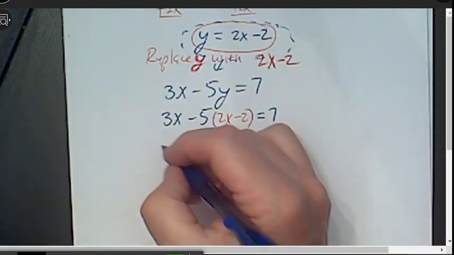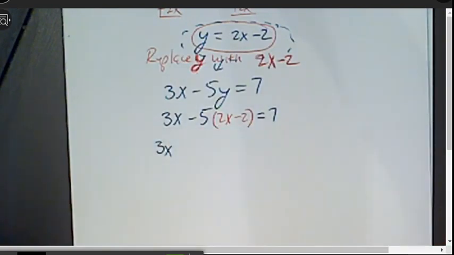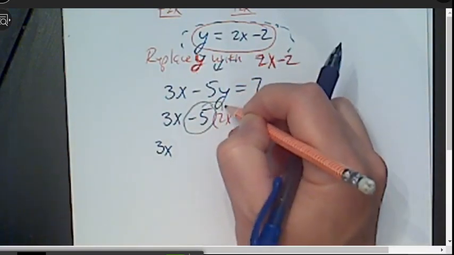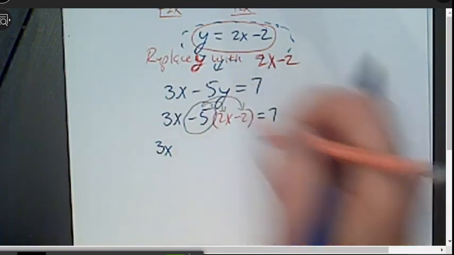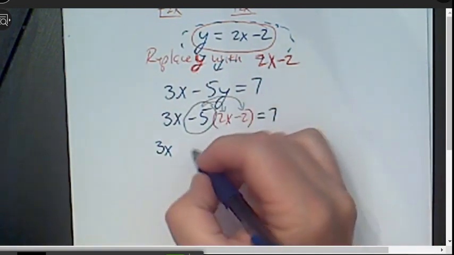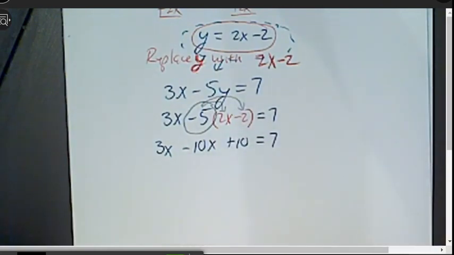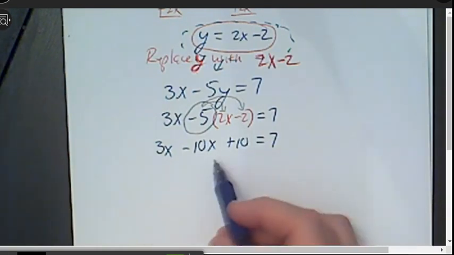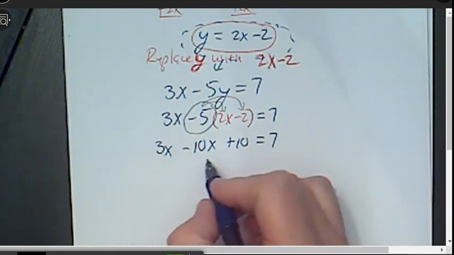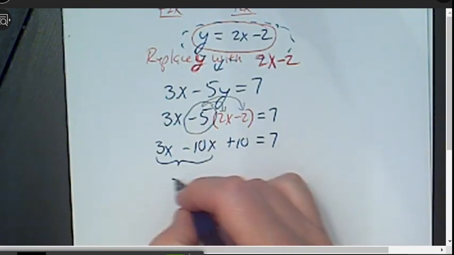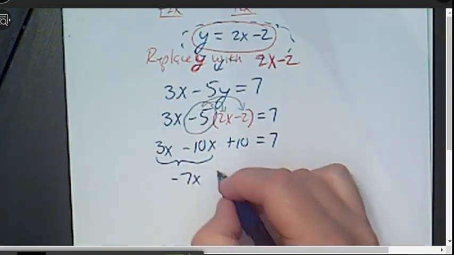From here, you do have to do a little distributive property. You have to be careful because the negative that's here is negative 5 times 2x, and it's also negative 5 times negative 2. So it's going to make a negative 10x and a positive 10. Now you've got your x's over here and your numbers over here. Since the x's are on the same side, go ahead and combine them: 3x minus 10x, which is negative 7x.